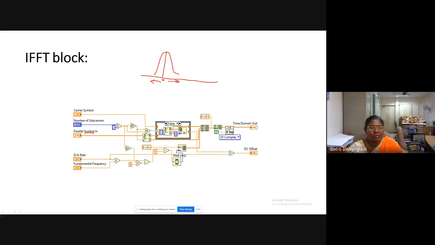So you have some number of subcarriers. To the subcarriers, you are going to add the data, right? That's clear. That's what is being done here. And to satisfy the data rate and the bandwidth, you need to introduce zeros. This is called zero padding. So that portion is done by this part of the IFFT block.